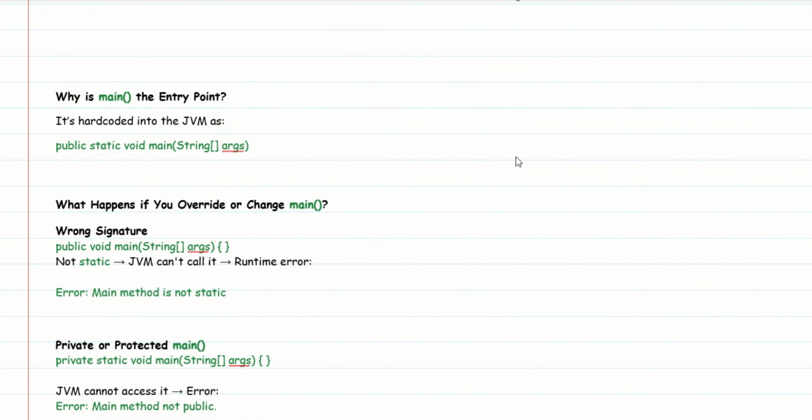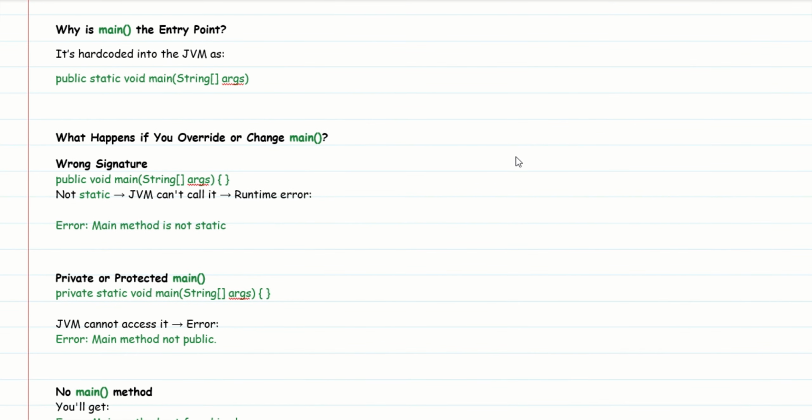So why is main the entry point? Because Java applications are run by the JVM, and the JVM looks for the exact signature of main to start the execution. It's hard coded into the JVM as public static void main and String array args. So what if you change the main signature?